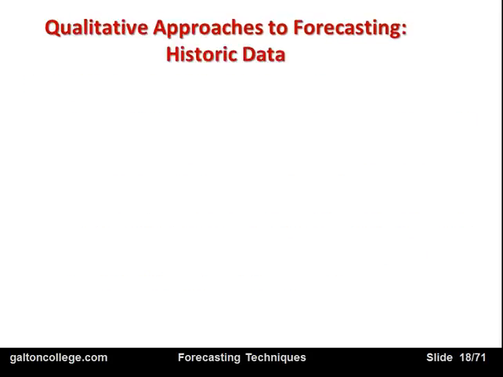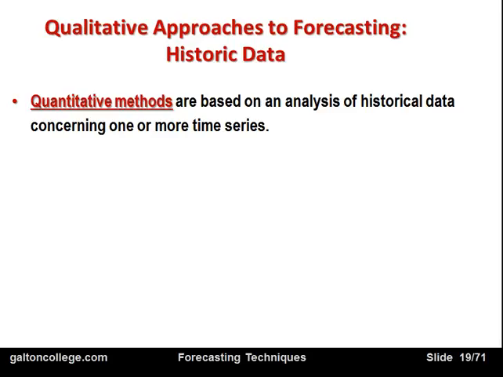Now, the qualitative approaches to forecasting versus quantitative methods. Quantitative methods are based on the analysis of historic data concerning one or more time series. You see, qualitative techniques are used to make the decision. The decisions are ultimately with the decision maker, and decisions are ultimately a matter of opinion. Influencing that opinion, there may be quantitative analysis. So, in a sense, all decisions are qualitative, but quantitative calculations and analysis contribute to the selection of the future course of action.